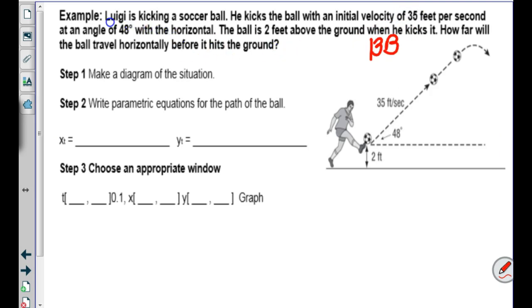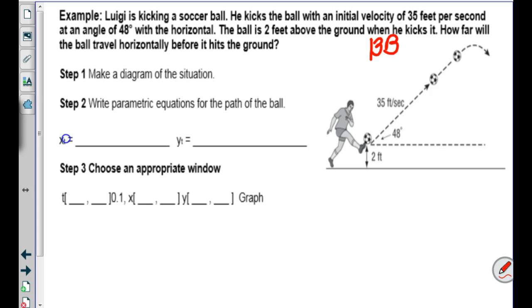Okay, Luigi's kicking a soccer ball. He kicks the ball with an initial velocity of 35 feet per second and an angle of 48 degrees with the horizontal. The ball is 2 feet above the ground when he kicks it. How far will the ball travel horizontally before it hits the ground? Okay, we're going to use those equations. Let's make a diagram. Okay, we did. Write the equations.